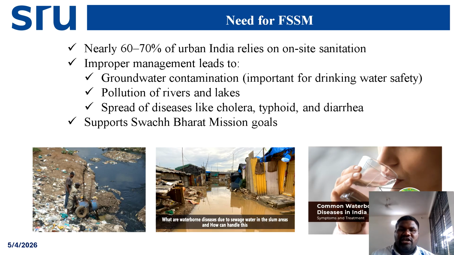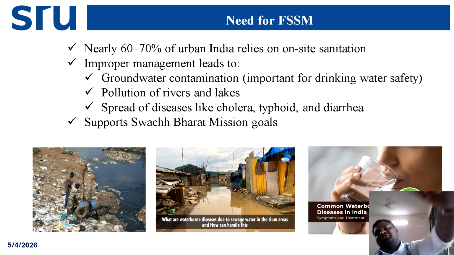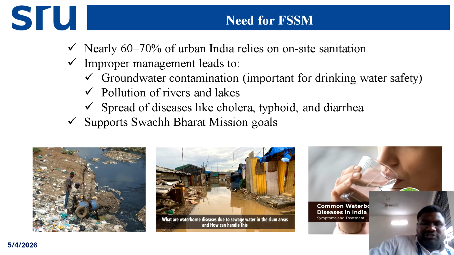So, what is the need of FSSM? Why is it required? Nearly 60 to 70 percent of urban India relies on on-site sanitation systems. There is no proper sewer network, so it is very difficult to depend on a sewer network. So generally it is almost only on-site sanitation systems. Improper management leads to problems. If it is not properly managed, what will happen?